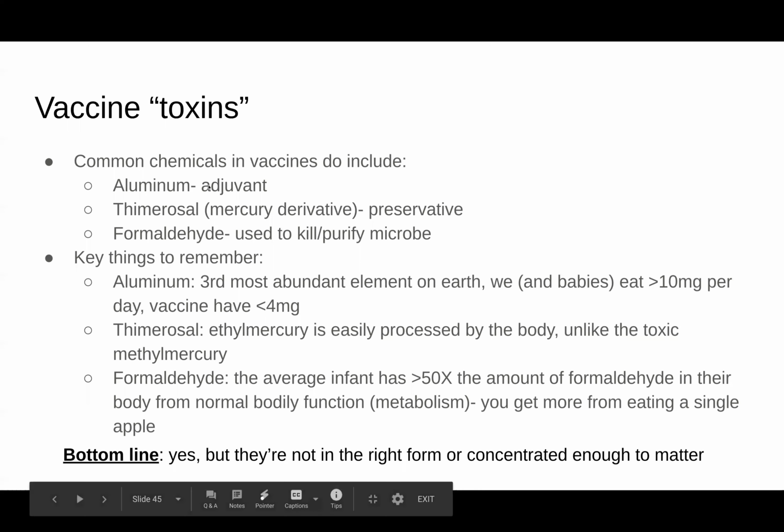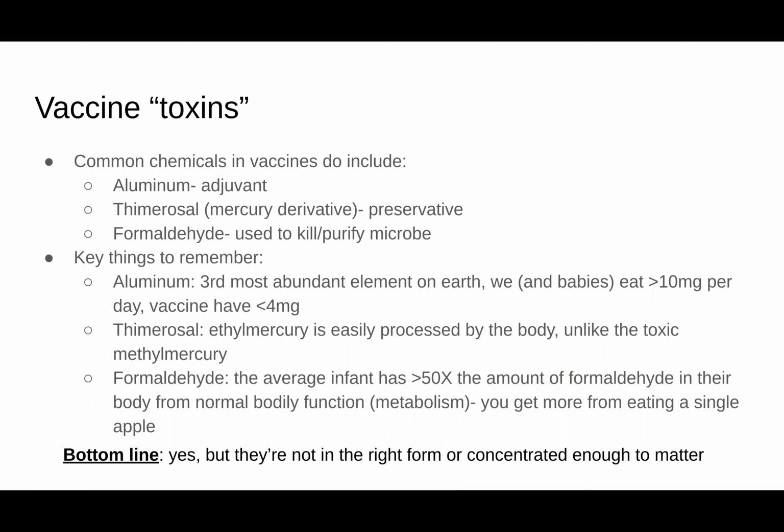Now, the important thing to think about here is these sound scary, right? Mercury sounds scary. Formaldehyde sounds scary, right? Formaldehyde is what they use to preserve dead bodies. Aluminum, it's a metal. It sounds scary, right? But the point here is the context in which they're in the vaccine. So, things to remember about these three, which are the most common that are harped upon.